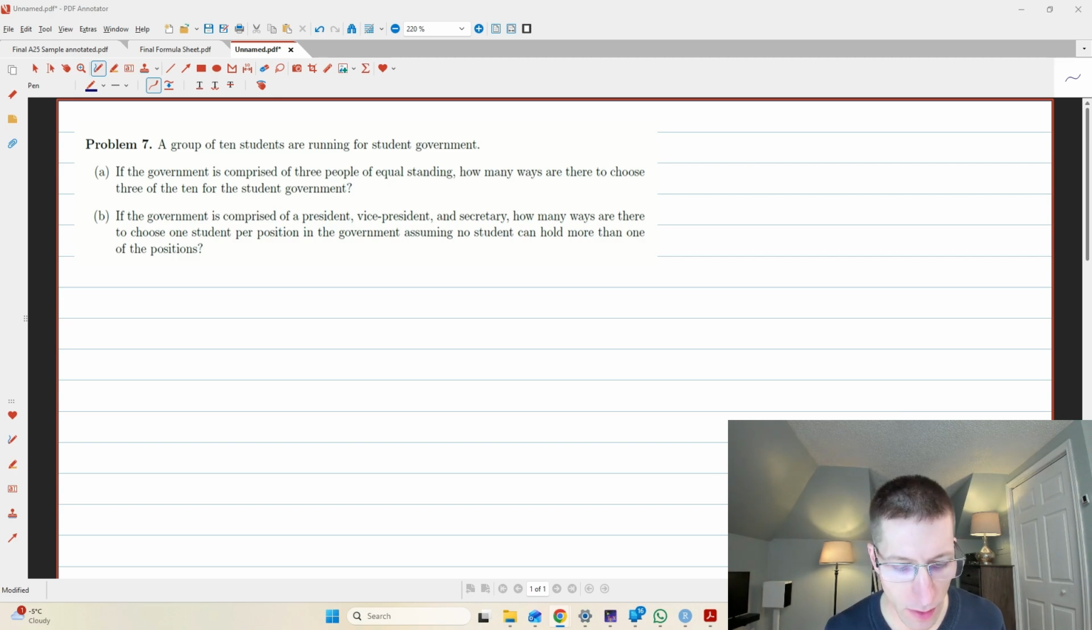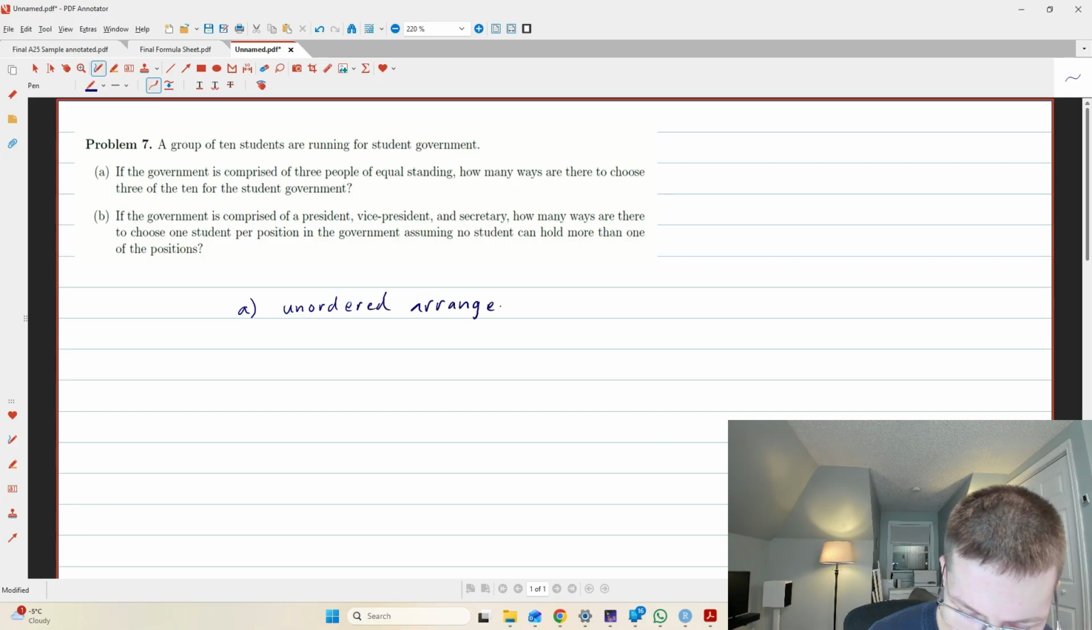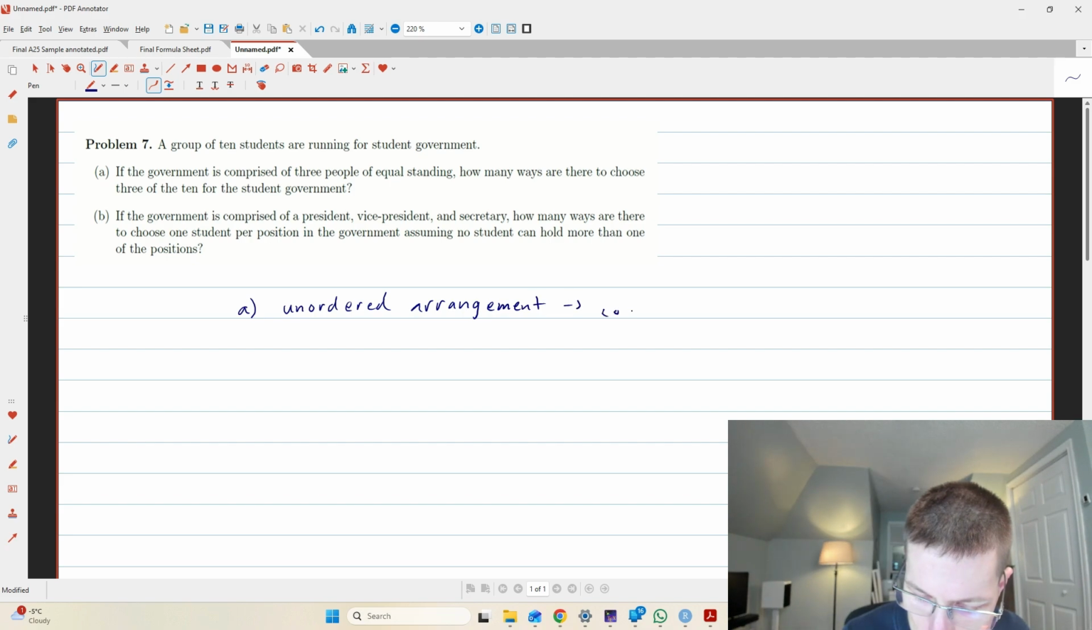So question 7 says a group of 10 students are running for student government. If the government is comprised of 3 people of equal standing, how many ways are there to choose 3 of the 10 for student government? So we're choosing 3 things from 10 and it's not ordered. So for part A, we're looking at an unordered arrangement, and we're trying to count the number of ways we can do that. So that's a combination.